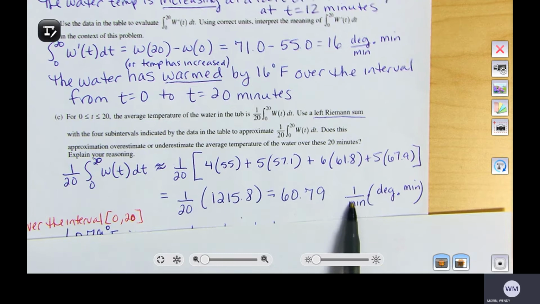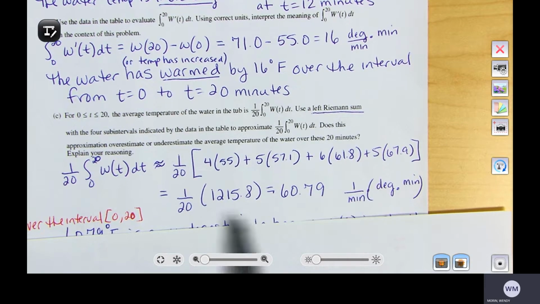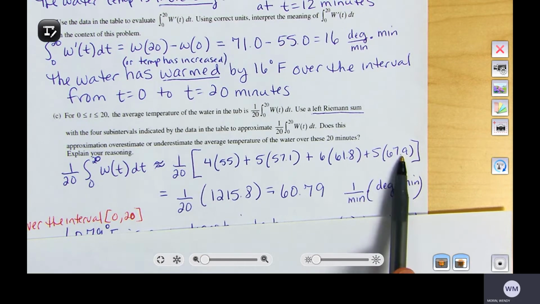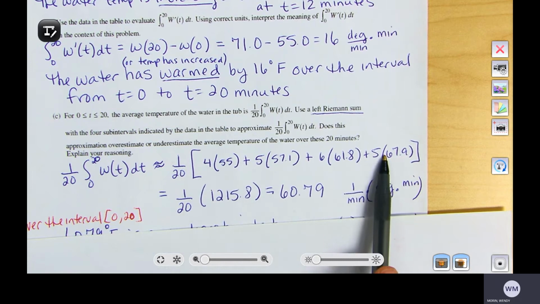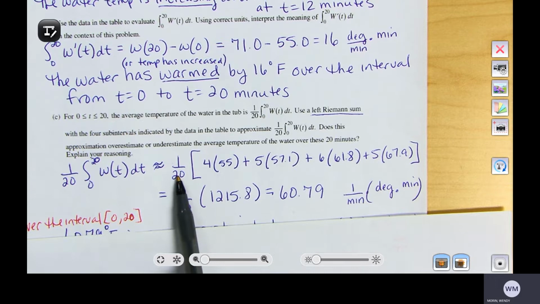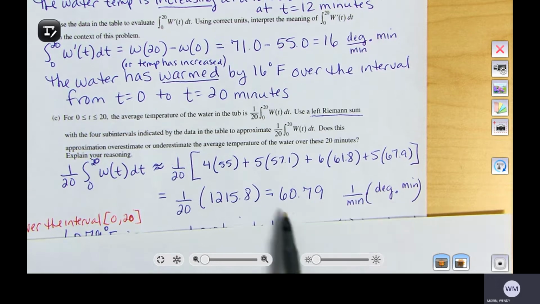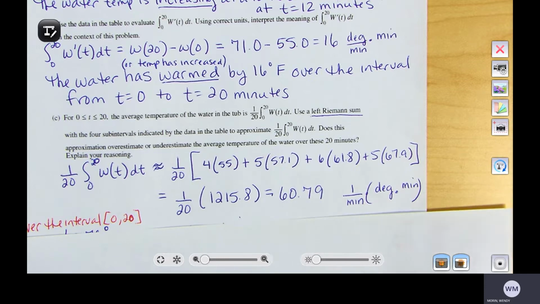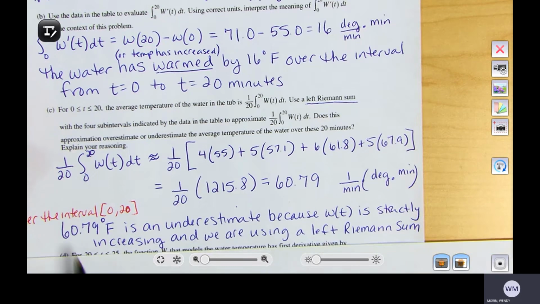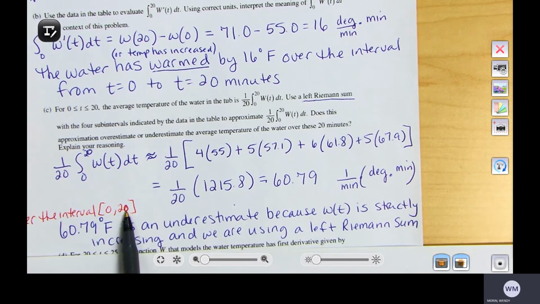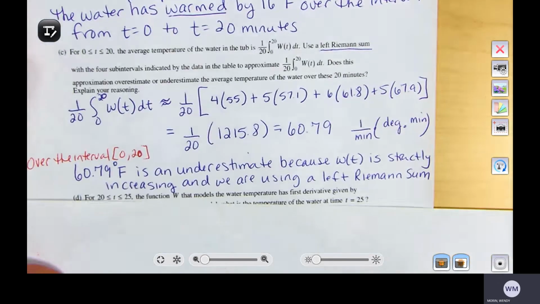So that's what I wrote here, okay? This average amount, you're going to integrate an amount, you're going to integrate degrees, and you get degrees times time. You're going to divide it by time, and you're going to end up with a unit of degrees. And that is the average temperature. Okay? That is the average temperature over the interval from 0 to 20. Don't forget your time, which I did, and I squeezed it in there.